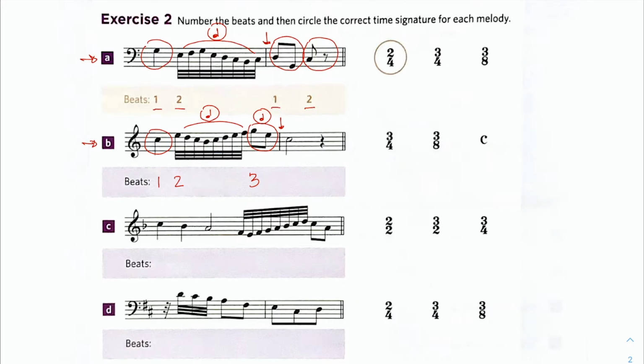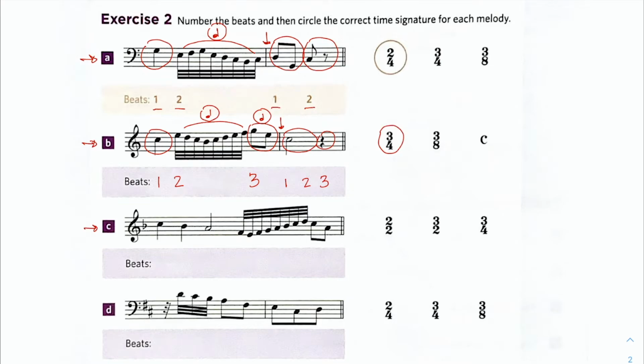Let's continue on to the second bar. It starts with a minim. And in the minim there are 2 crotchet beats, so beat 1 and beat 2. Then the crotchet rest would be beat 3. Since there are 3 crotchet beats in every bar, the answer would be 3/4 time.